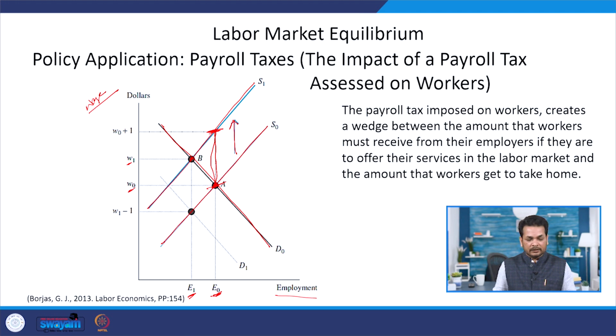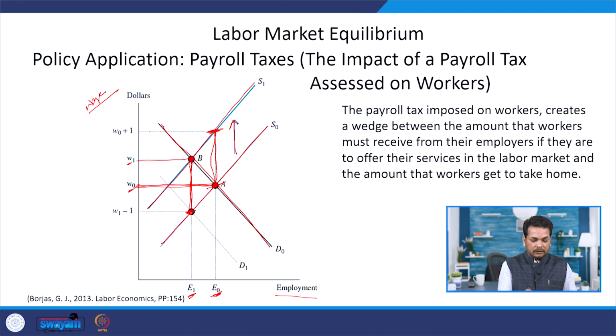The firm is now paying each worker the W1 wage rate, but the workers have to pay $1 of tax for every hour of work. Now, the actual take home wage for the worker is W1 minus 1. So, if you look at this, when there was no tax, the wage rate was W0. Now, with the imposition of $1 of tax, the wage has increased to W1. Earlier, the firm used to pay W0 and the workers used to receive W0. Now, the firm is paying W1 and the workers are receiving W1 minus 1.